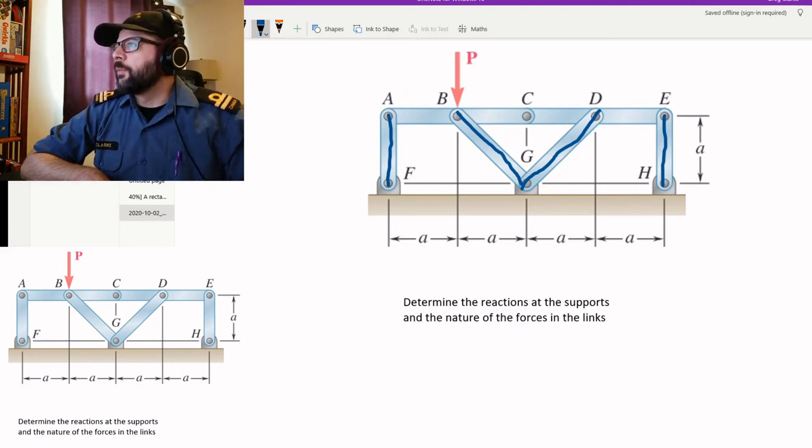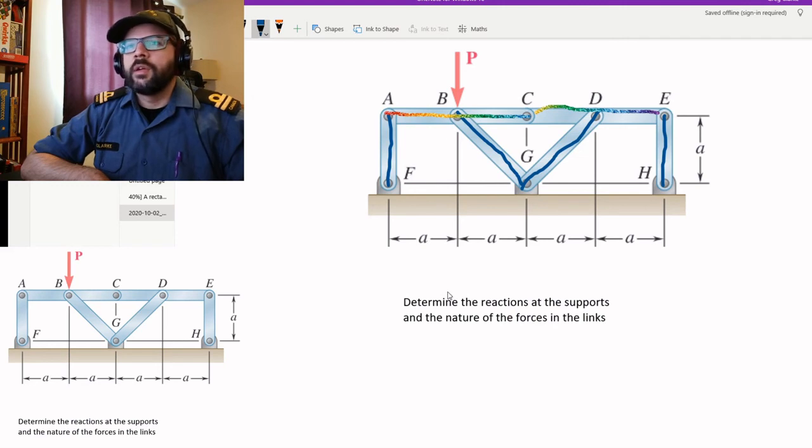And then our multi-force members are ABC and CDE. Multi-force. So we're looking for the reactions of the supports and then the nature of the forces in the links.